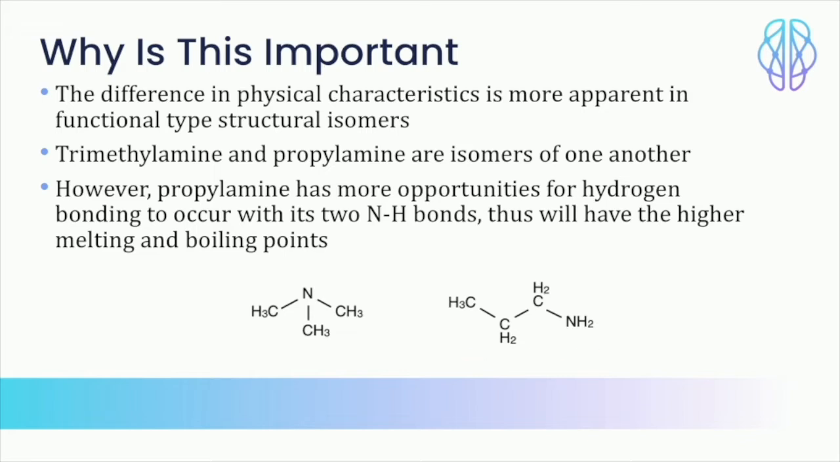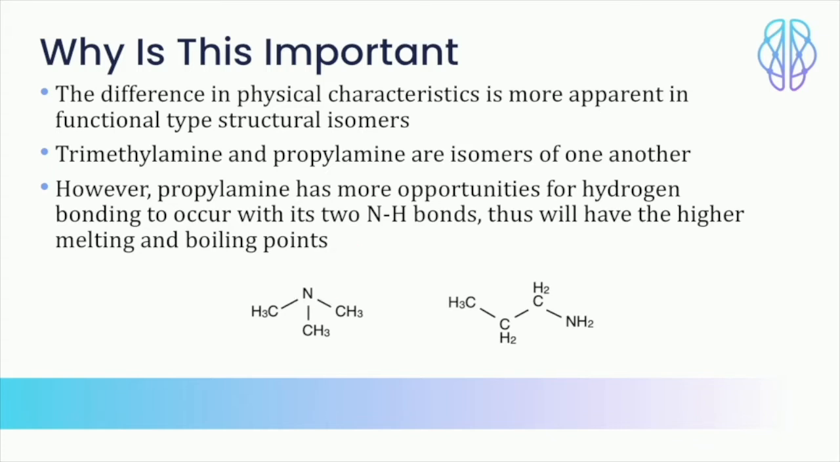If you're not familiar with hydrogen bonding, please refer to our video on inter and intramolecular forces. But if you are familiar, just recognize that propylamine actually has two NH bonds. So it's actually got two of these bonds, right? Whereas trimethylamine doesn't have a single NH bond, does not have any of these.